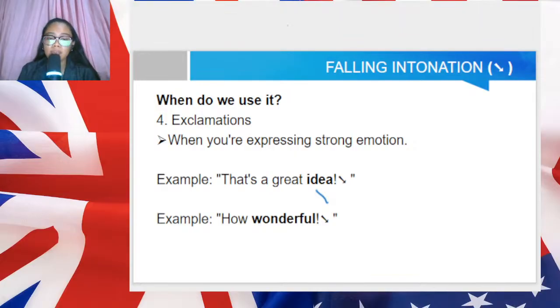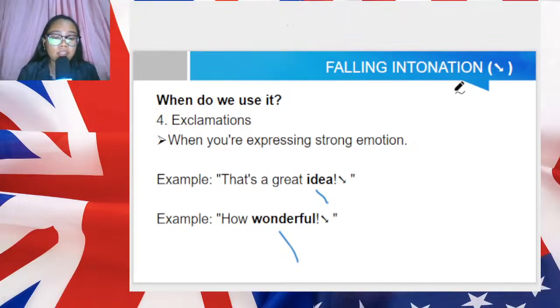Another sentence we have here, how wonderful. Okay, so this is another perfect example of expressing delight or admiration. Your voice would likely be quite high on how, and then fall significantly on wonderful. So the descending pitch here amplifies the feeling of awe or joy. It makes the exclamation sound authentic and deeply felt.